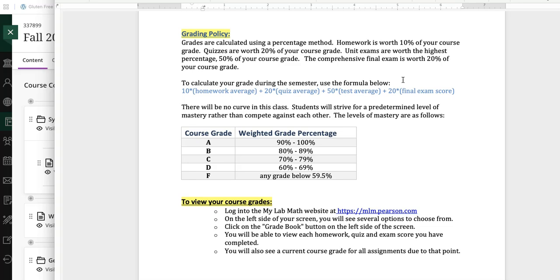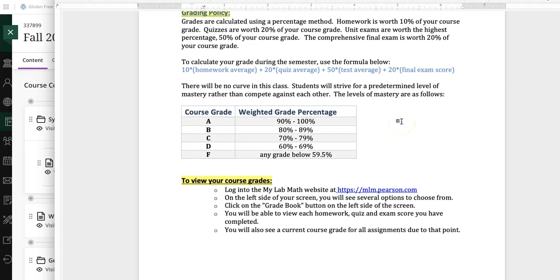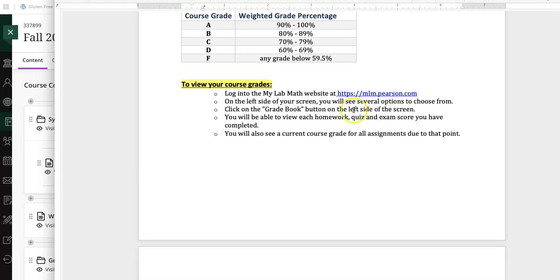The course grade is graded without a curve. 10% of your homework average, 20% of your quiz average, 50% of your test average, and 20% of your final exam score. And that will encompass your entire course grade. You can see your course grades up to date at any moment in our MyLab Math website.